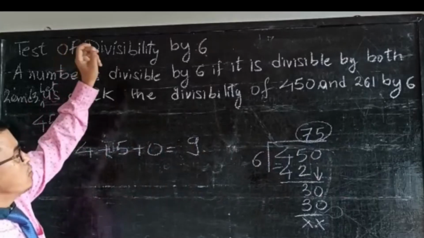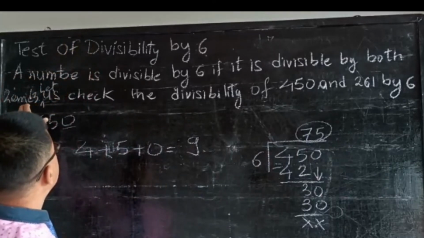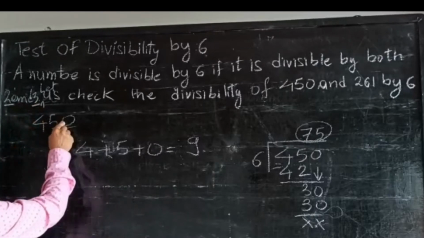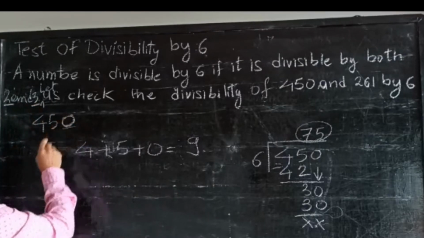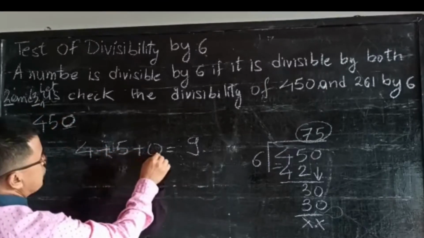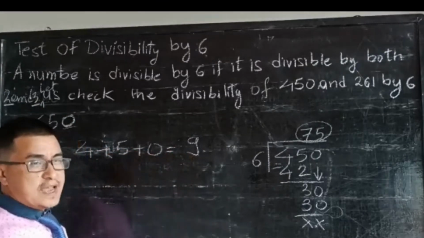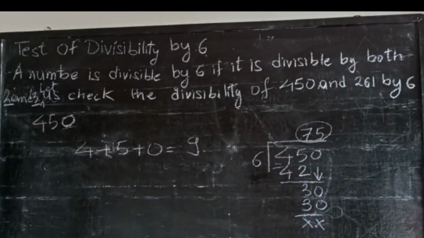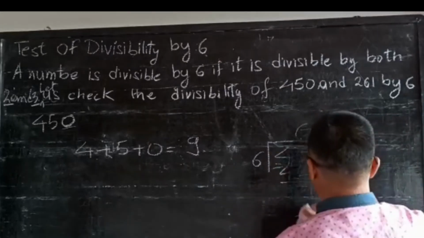We know this because 450 can be divided both by 2 and 3. Because the last digit here is 0, it can be divided by 2. And when you add 4 plus 5 plus 0, we get 9. Since 9 is a multiple of 3, it can be divided by 3. So since it can be divided by both 2 and 3, we know that it can be divided by 6. Now, the next example.